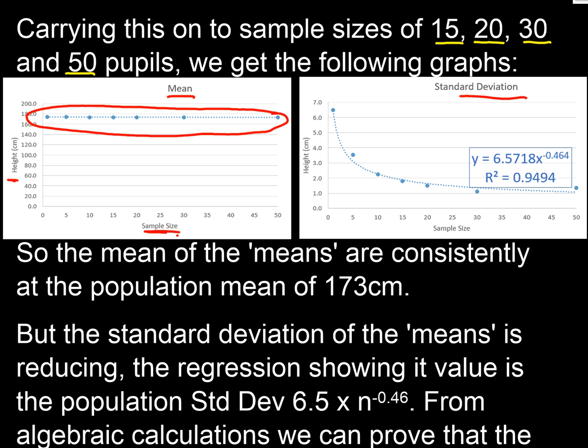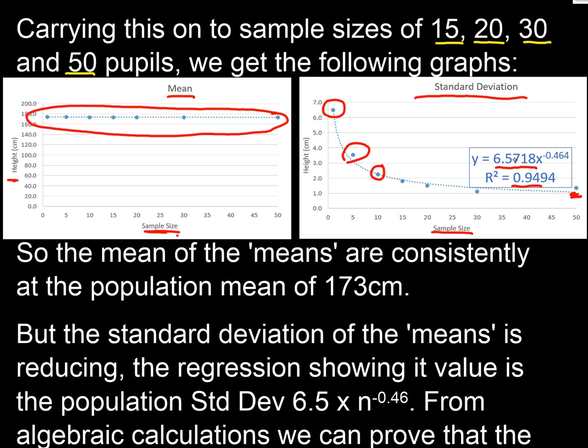But let's have a look at standard deviation here. So our original population, if we just took one individual out of the 150, that's our 6.5. Then from our 5, we had 3.5, didn't we? And then we had 2.3. And I've extended it down here, so the last one here is for a sample of 50 items, and the standard deviation of those means is more like 1.5 or something. I asked the spreadsheet to do a power correlation, and I've got this formula here, and it's got very high correlation, 95% correlation, and we've got two parts to this, haven't we?